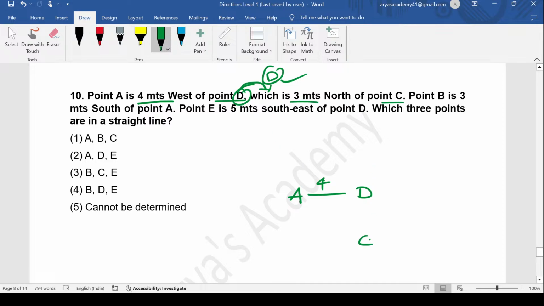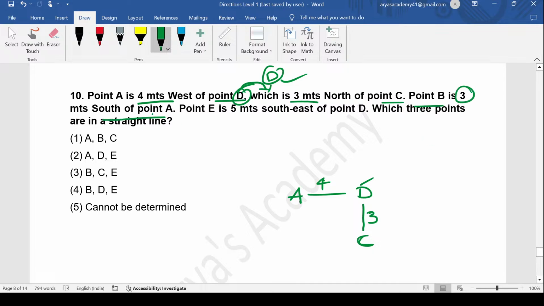Point D is 3 meters north of point C. So C will be somewhere here, and if you look from C towards north at a distance of 3 meters, then you will have point D. You have to understand that point. Point D is 3 meters north of point C. So from C towards north at 3 meters, D is there. Okay. And point B is again 3 meters.